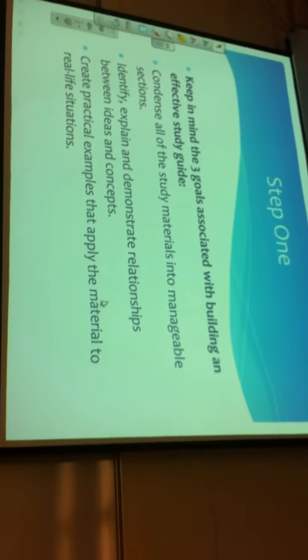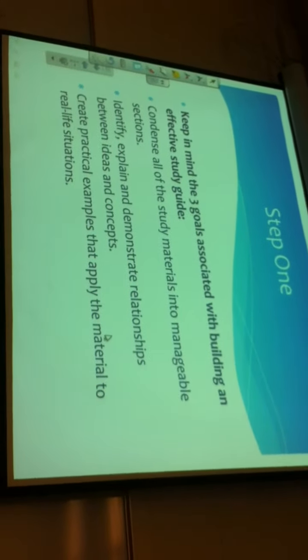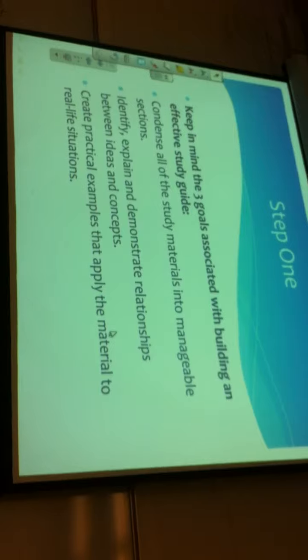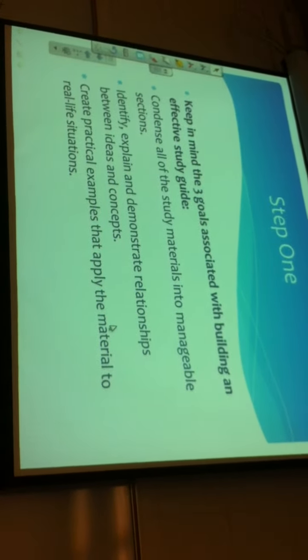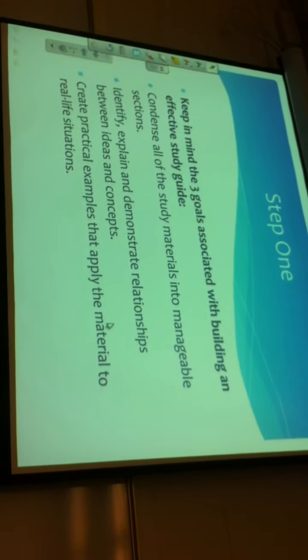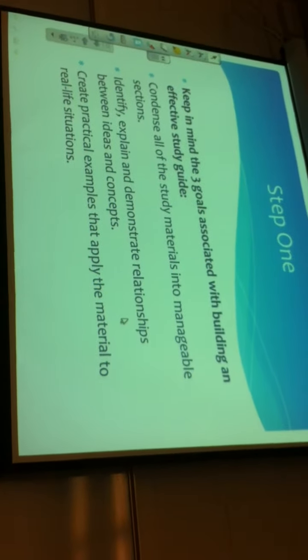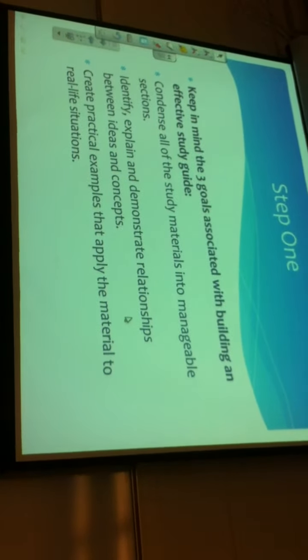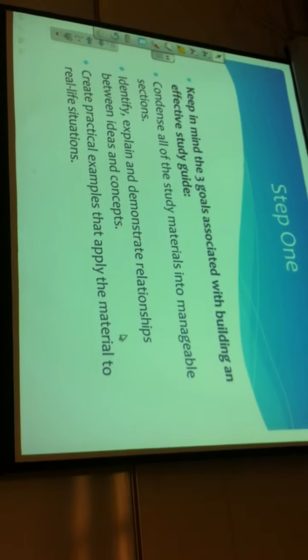The first step is to keep in mind 3 goals associated with building an effective study guide. What you need to do under this step is condense all your study materials into manageable sections, something you can read and remember. Then you also need to identify, explain, and demonstrate the relationship between ideas and concepts. For your study guides to be effective, you have to be able to explain them and relate them.